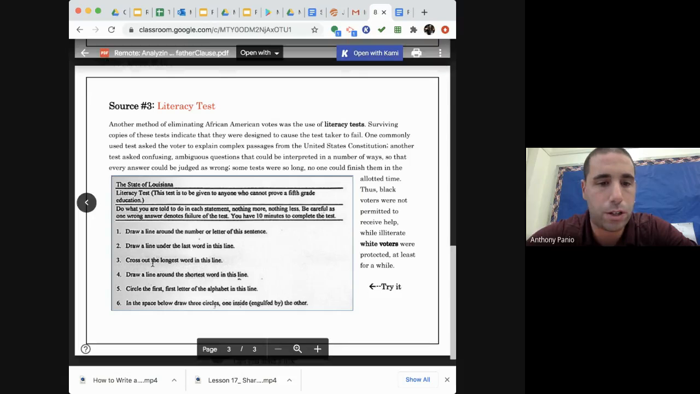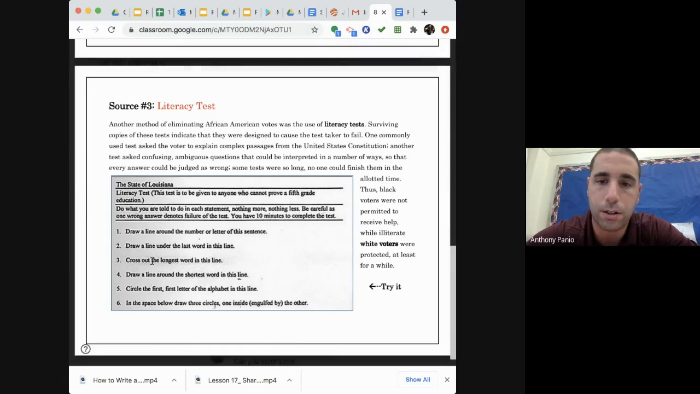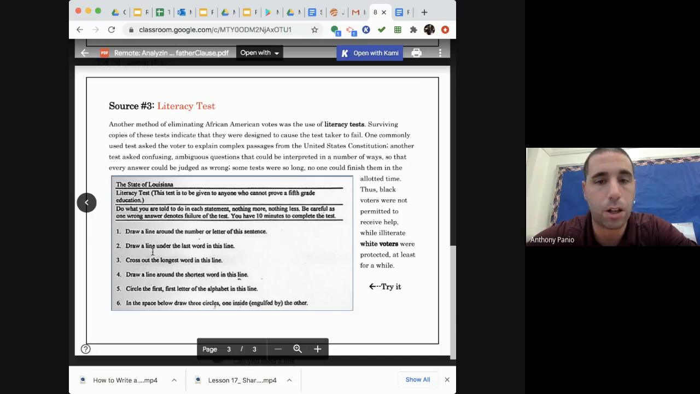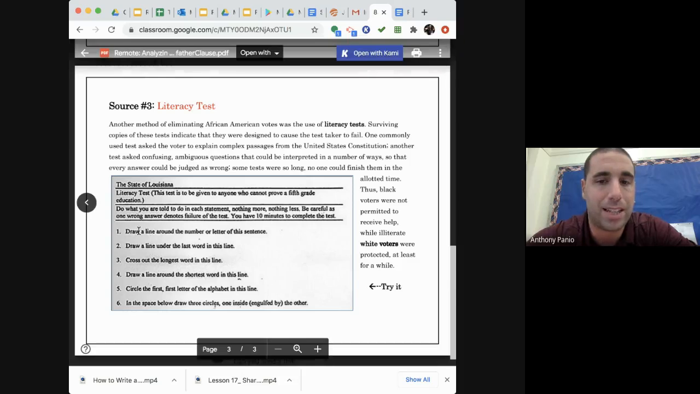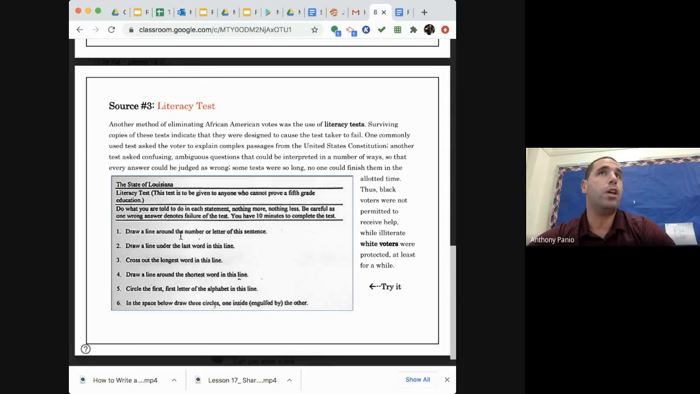So there's 6 questions here. If you get one of the questions wrong, then you fail the test. And if you fail the test, you can't vote. Okay, so some of these questions here are a little tricky. Like this first one, draw a line around the number or letter of this sentence. Now, when I give this literacy test and you look at the answer key, usually half of the students that take this get this first question wrong because it's tricky. When I give this test in class, usually only 1 or 2 out of 30 students pass.